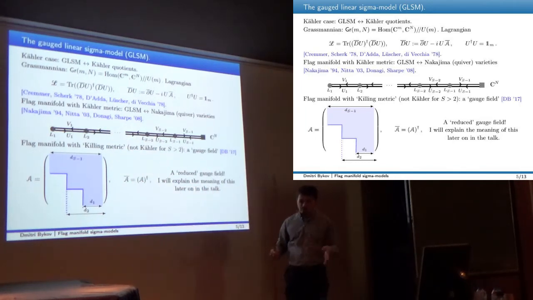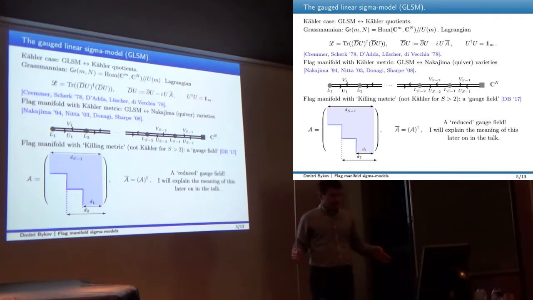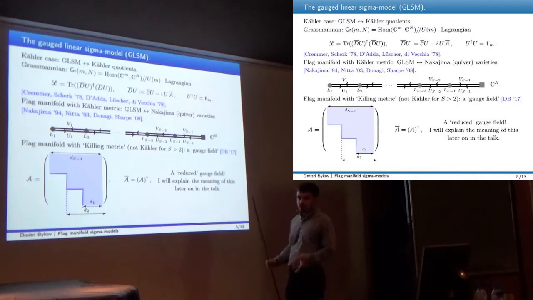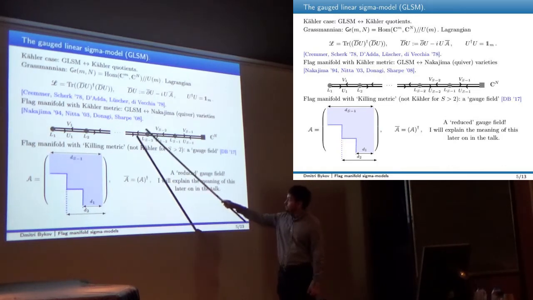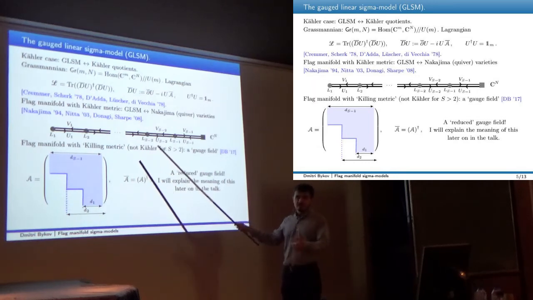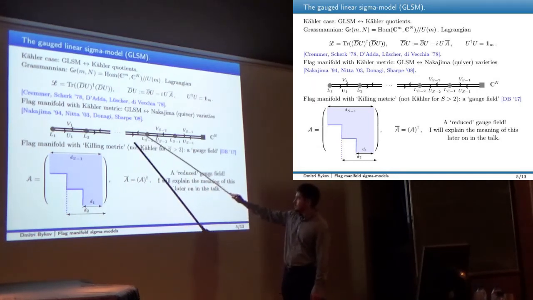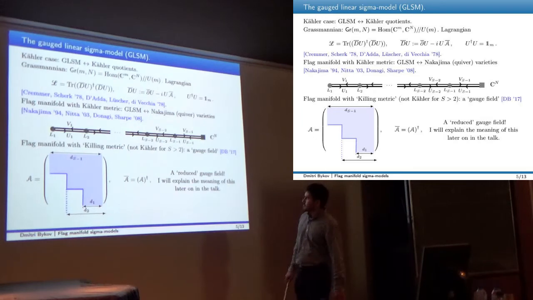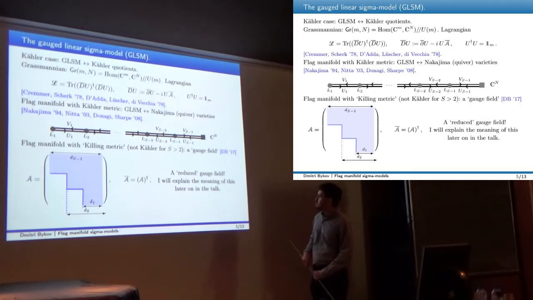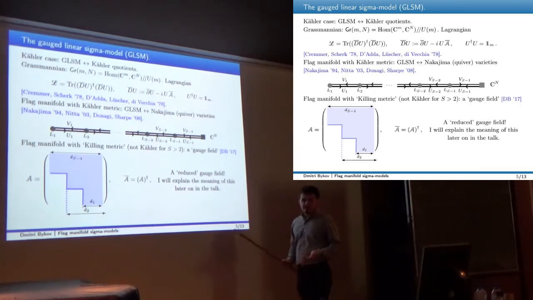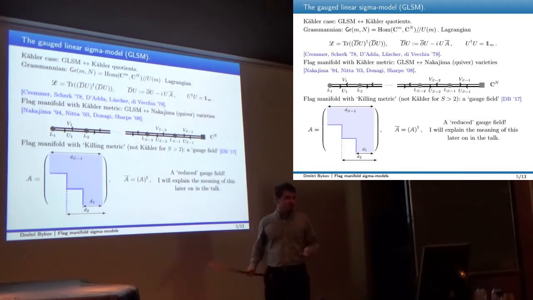Nakajima quiver varieties are a wide class of hyperkähler manifolds that includes moduli spaces of instantons and many other interesting varieties, but the flag manifolds are also part of those. More exactly, the cotangent bundles to flag manifolds, but here I just omit this detail. But as I said, the metric that I have is not Kähler, so this construction doesn't apply directly.